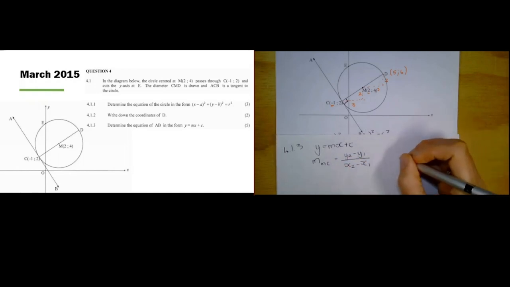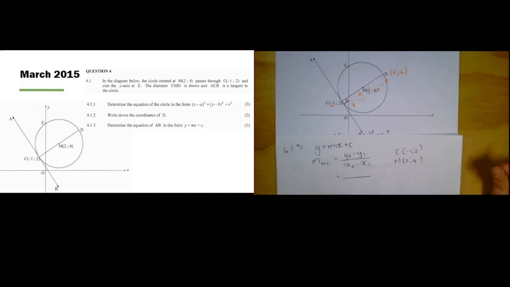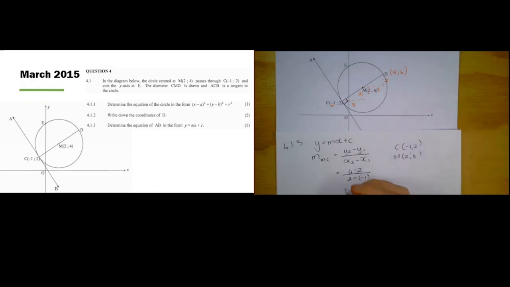Good practice is to write down your coordinates for yourself on the side, which you're going to use. I've got C, which is (-1; 2), and M, which is (2; 4). Okay, so my second y coordinate will be 4. I'm going to go 4 minus 2 over my second x will be 2 minus, please remember it's a negative 1, so substitute it into a bracket. So my gradient works out to be 2 over 3.